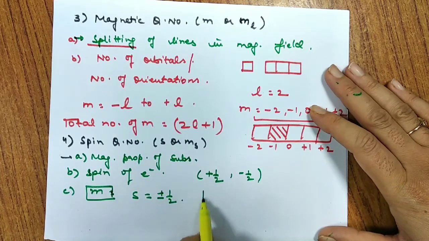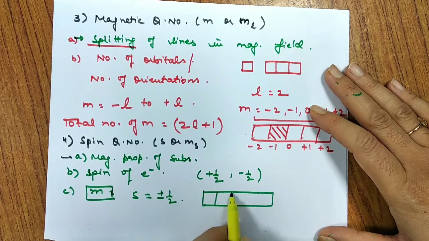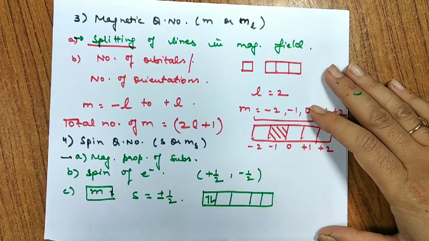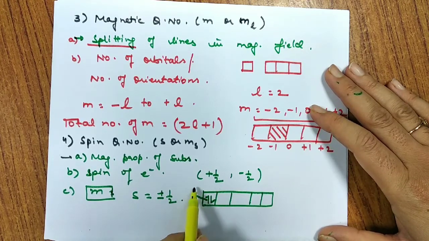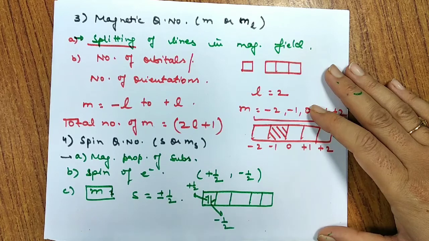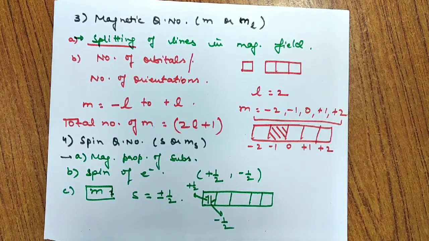These can be represented by arrows pointing upward or downward. An orbital can accommodate a maximum of 2 electrons. One goes clockwise and we represent it with plus half, and the other with minus half. They are spinning in opposite directions, one clockwise and the other anti-clockwise. So this is how the quantum numbers tell us about the address of an electron.